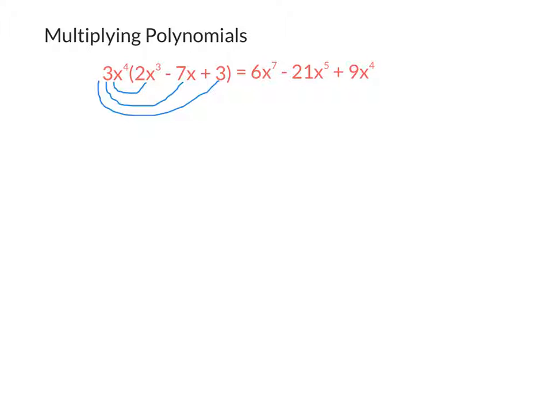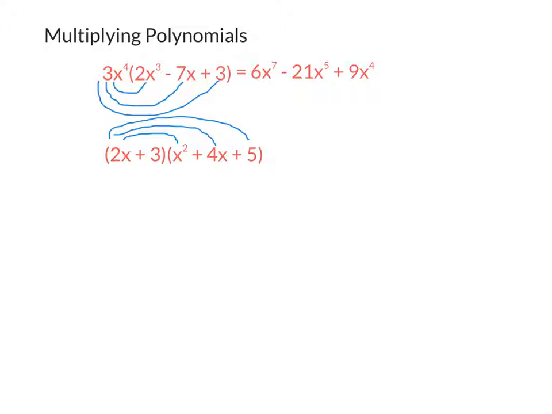So now let's look at another example. So what if I had a binomial, 2x plus 3, multiplied times a trinomial, x squared plus 4x plus 5? So how do we distribute the 2x plus 3? Well, it's actually pretty simple, because we're going to take the 2x and we're going to distribute that first to the x squared, then to the 4x, and then lastly to the 5.